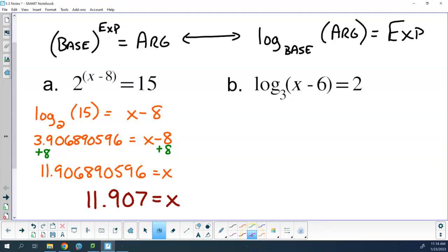Then we would go back and check it. If we check with 11.907, that's fine. We're going to get something close to 15. If we check with it not rounded, we would get exactly 15. So 11.907 minus 8 is going to be 3.907. 2 raised to that power, and I get 15.00113754, because the rounding is not exact. We're okay with it. It's close. It's within 1,000.